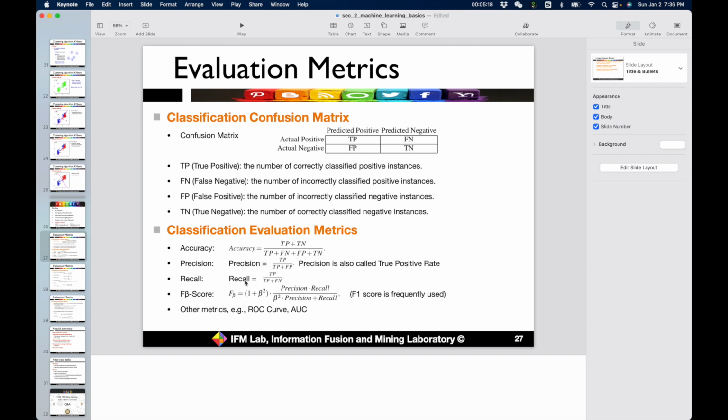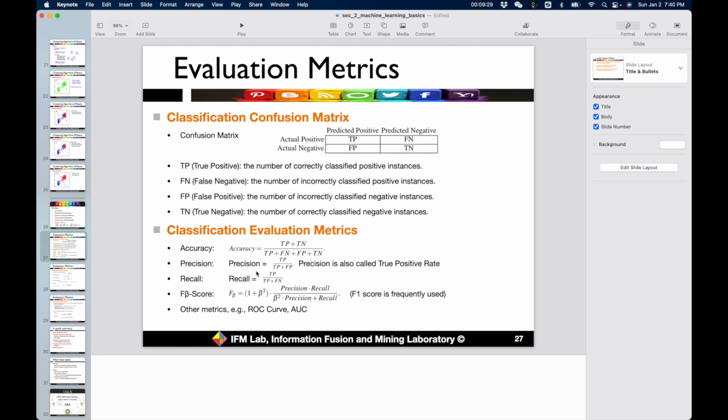Another one is called recall. What is recall? Recall considers, among all the original positive instances, how many of them can be detected. Among all the actual positive instances, how many of them can be detected by the model compared with false negatives? You follow me, right? So recall is defined to be true positive over true positive plus false negative. You can see the difference between them, right?